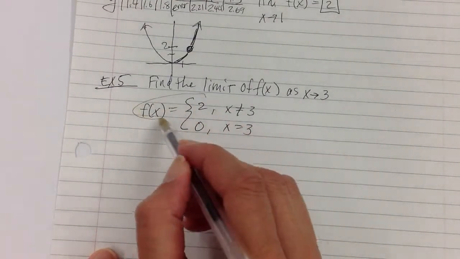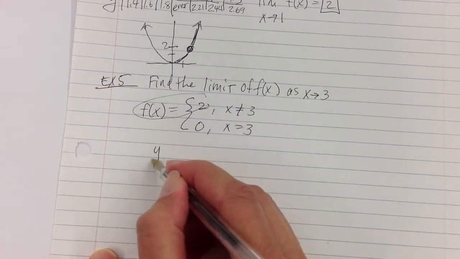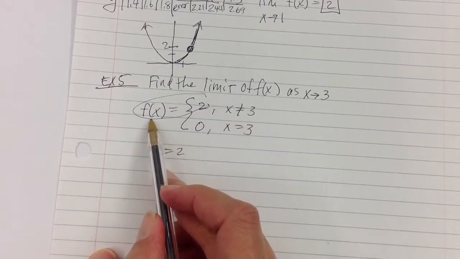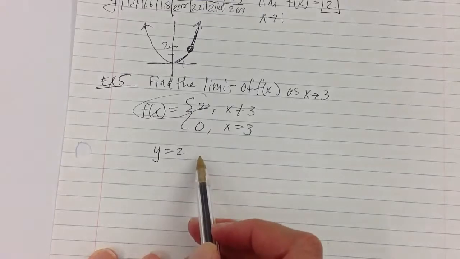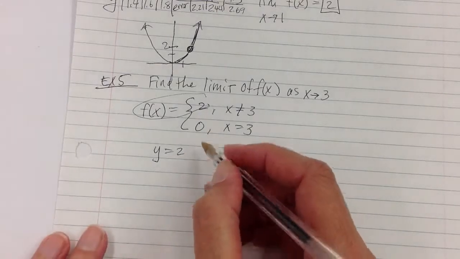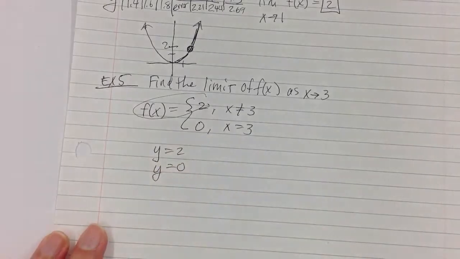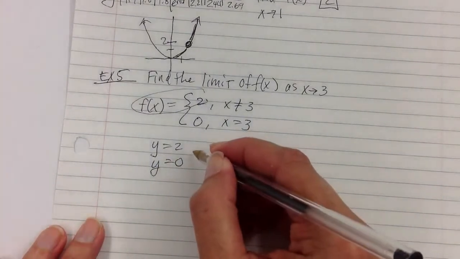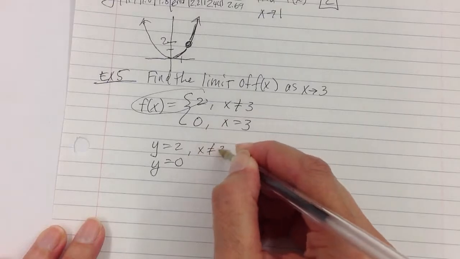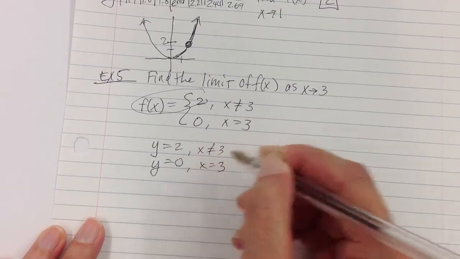Alright, so what does this mean? It means our function is y equals 2, right? f of x is just another way of saying y equals 2 when x is not equal to 3. When x is equal to 3, then the function is equal to 0. Okay. So when x is not equal to 3 and when x is equal to 3.